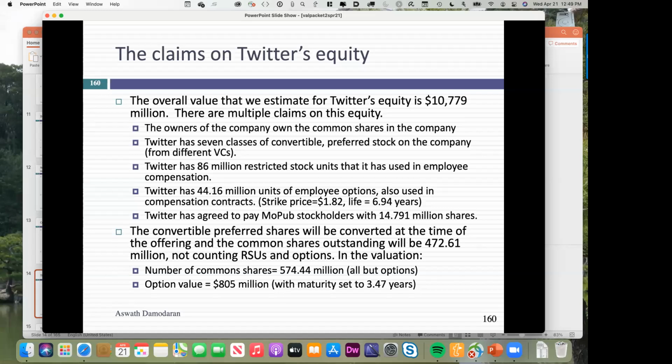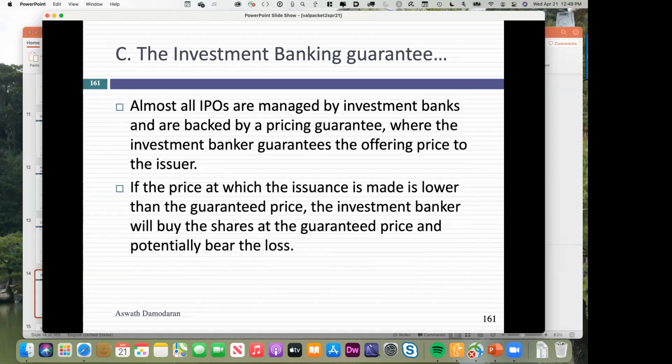So when you're looking at an IPO of a young company, especially if it's a tech company, check the share count. It's amazing how badly services like Yahoo and even analysts do in terms of counting the shares that are outstanding in the company. And finally, there is the investment banking guarantee.